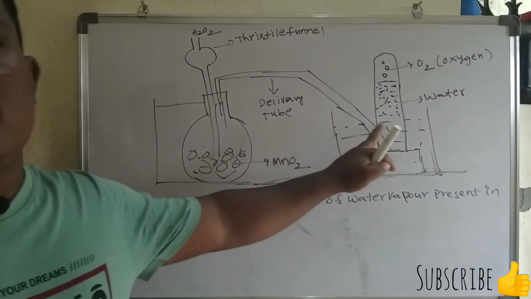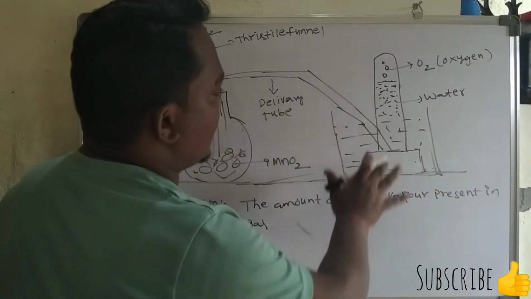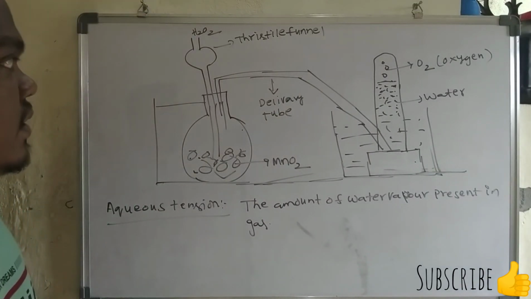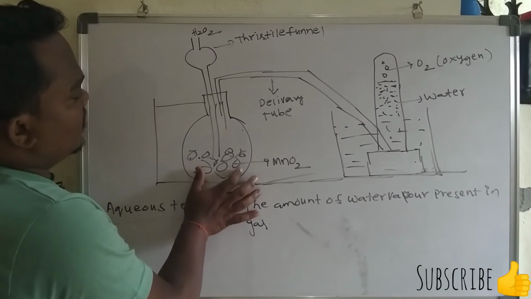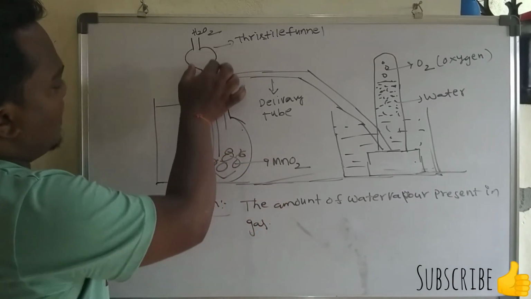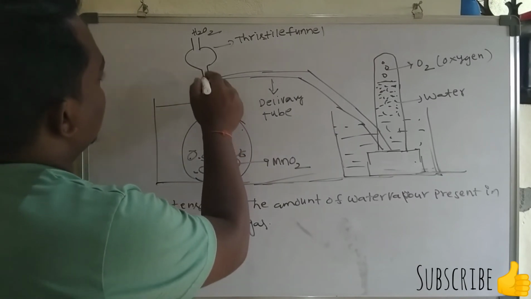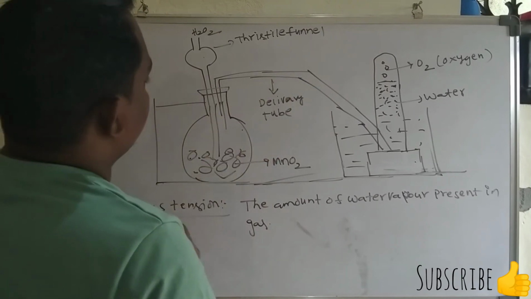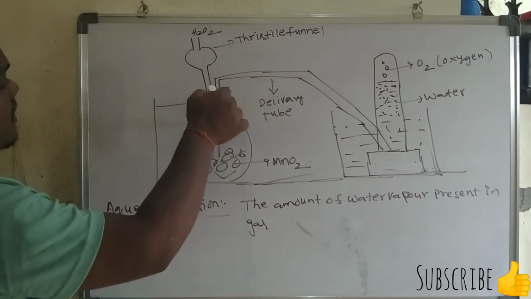The oxygen is collected by downward displacement of water. This is how the equipment is arranged in the laboratory. Here we are taking a round bottom flask. I took the manganese dioxide and arranged one rubber cork, along with one thistle funnel and one delivery tube. It is fitted with the stand like that only.